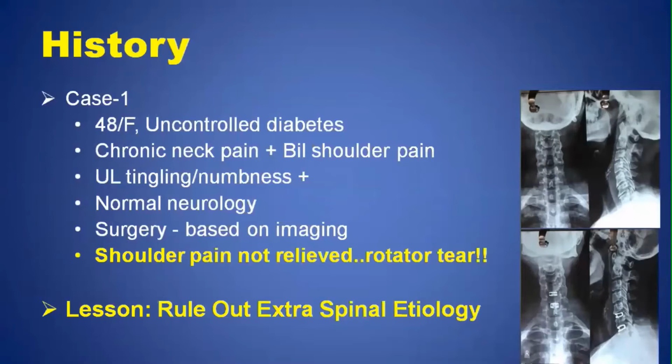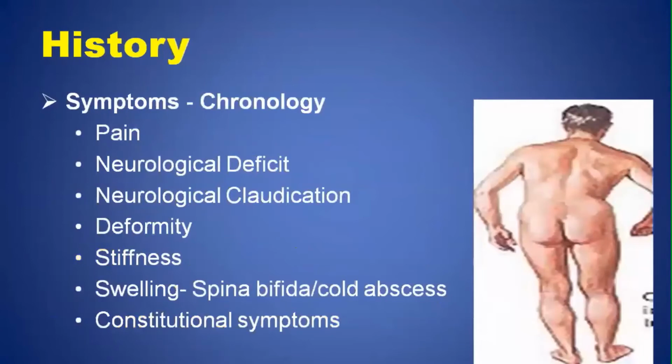However, the shoulder pain was not relieved and the patient was worried, and she was ultimately diagnosed with a rotator cuff tear. So the lesson to learn here is to rule out extra-spinal etiology in each and every patient before jumping onto surgical intervention. Most spine patients with spine pathology present with either pain, neurological deficit, neurogenic claudication, deformity, stiffness, swelling, or other constitutional symptoms. So it is very, very important to understand the basic chronology.